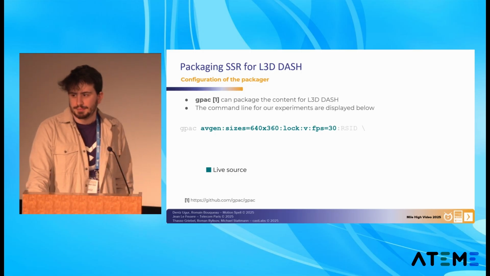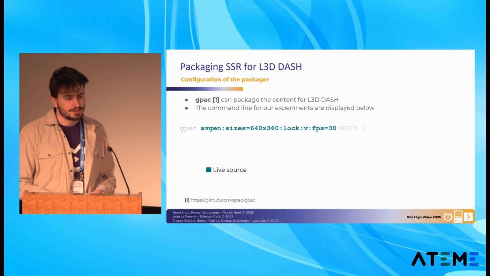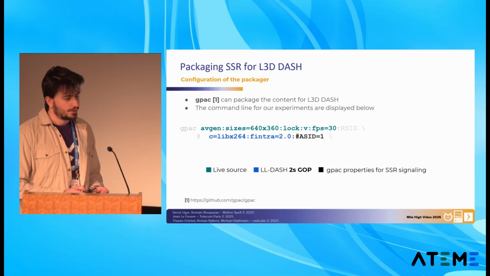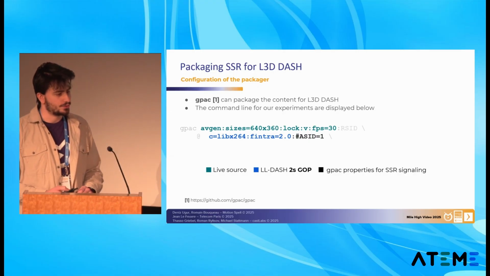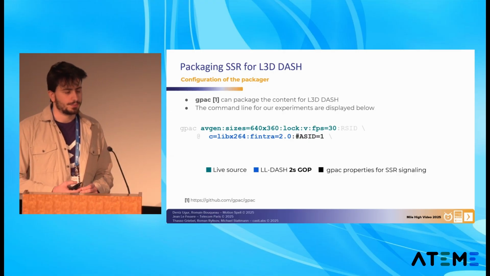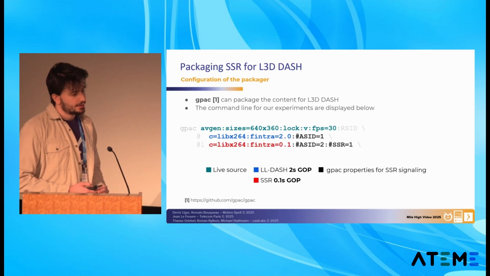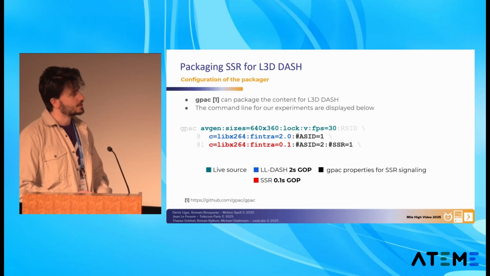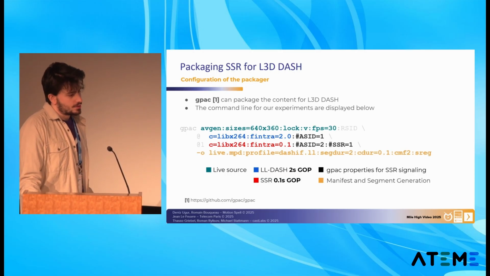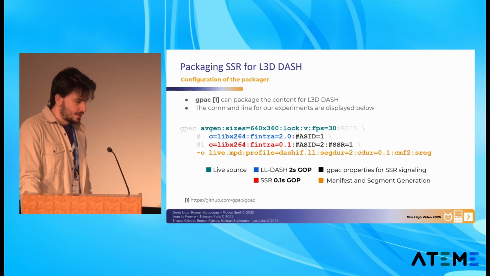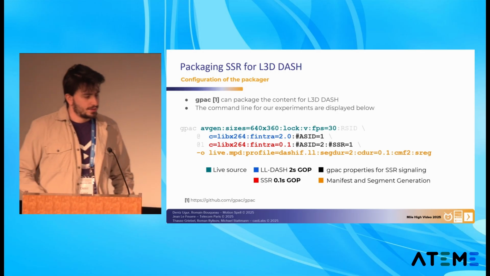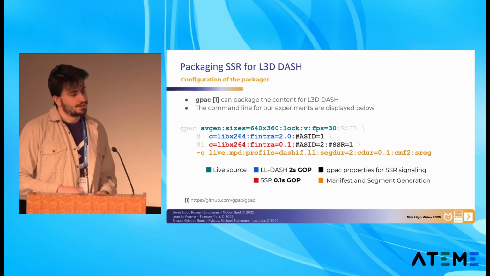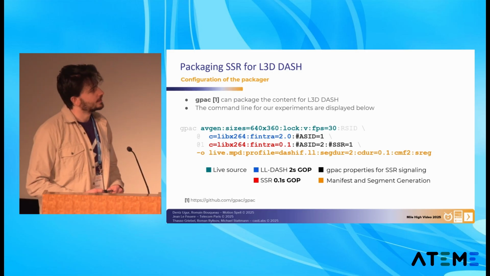You also have the capability to use regular files and loop them. And we just need two encodings. One for regular Dash or LL Dash with a 2 second or relatively longer GOP length. And one more for the SSR. This has a much smaller chunk duration, like here, it's 0.1 second. And finally, the manifest generation and segment generation. This is it for constructing the GPAC command line, and it will produce the segments and manifests that I'm going to show in the next slides.